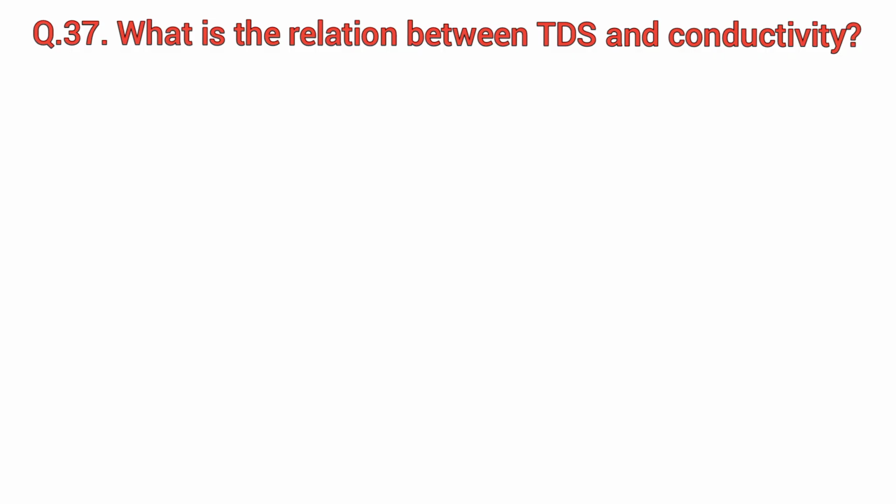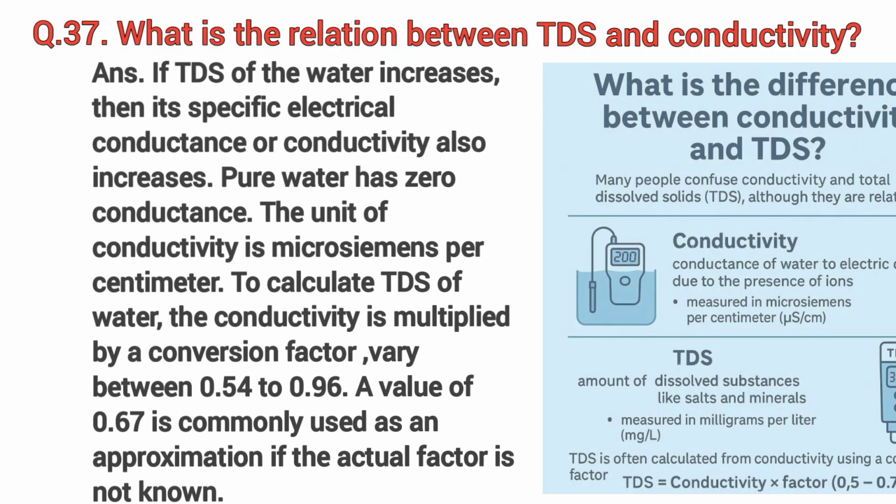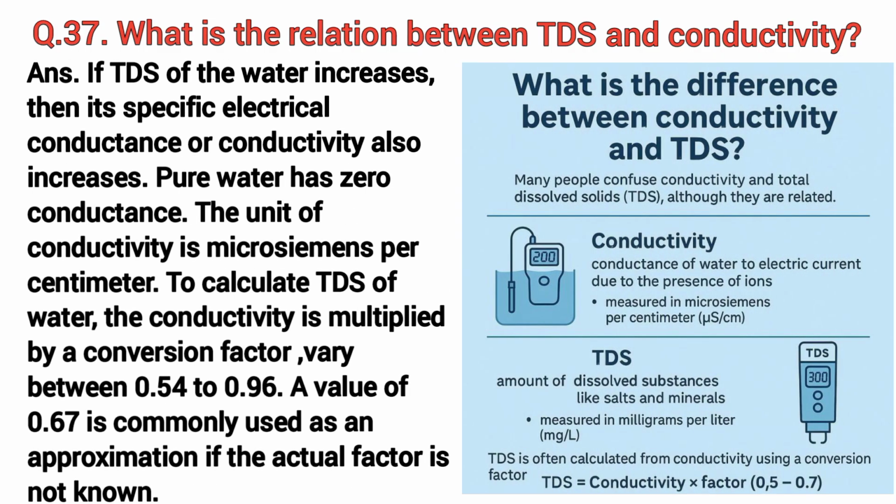What is the relation between TDS and conductivity? If TDS of the water increases, then its specific electrical conductance or conductivity also increases. Pure water has 0 conductance. The unit of conductivity is microsiemens per centimeter. To calculate TDS of water, the conductivity is multiplied by a conversion factor varying between 0.54 to 0.96. A value of 0.67 is commonly used as an approximation if the actual factor is not known.